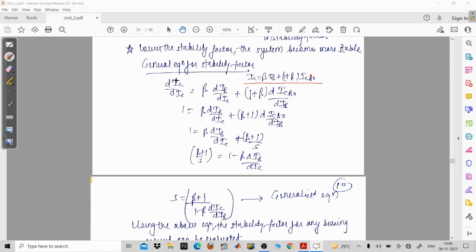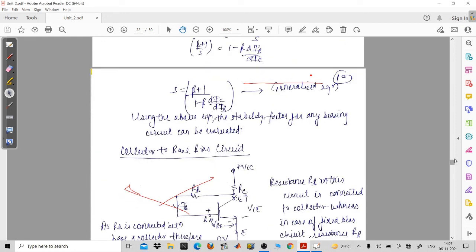So now you can see here DIC upon DIC is 1, where beta is coming out. So beta into DIB upon DIC, plus (1 plus beta) into DICBO upon DIC. We have just replaced this by 1 by S. So we want to have the S value, and with simple mathematics you will get the generalized equation. Now this equation is applicable for any biasing circuit. So using this also you can easily evaluate the stability factor. So there are two ways by which you can find the stability factor. So this is the stability factor of a fixed bias circuit.